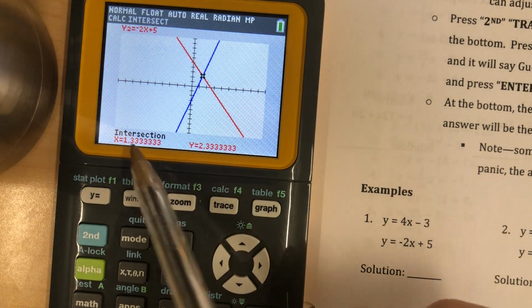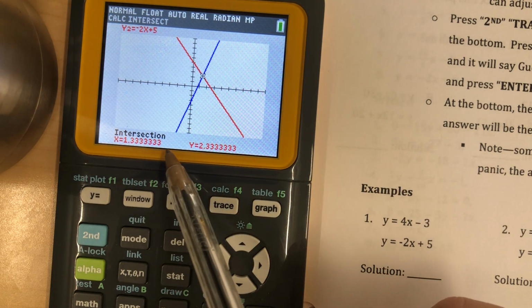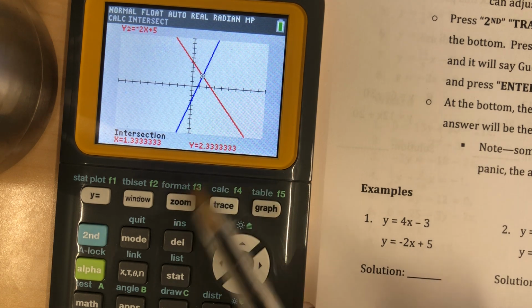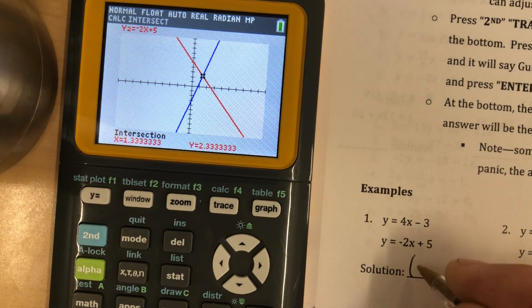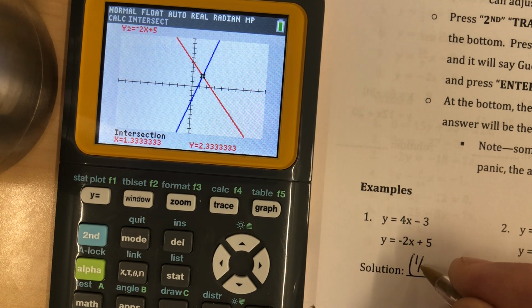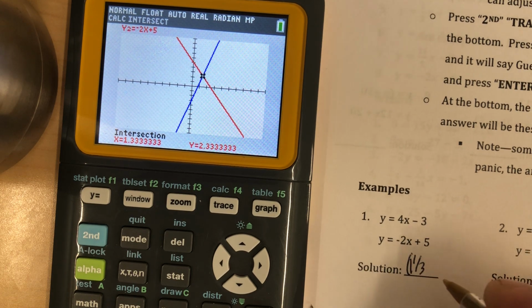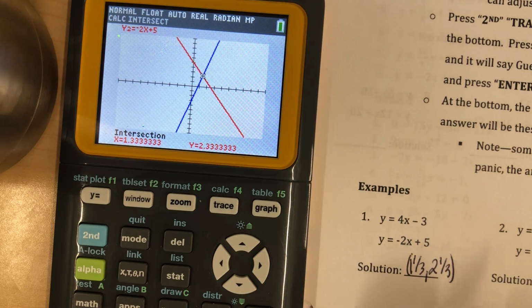And so my intersection point here is at 1.33333 and 2.33333. We should know that that is 1 1/3. Excuse me, 1 1/3, comma, 2 1/3. And that's where our graphs intersect.